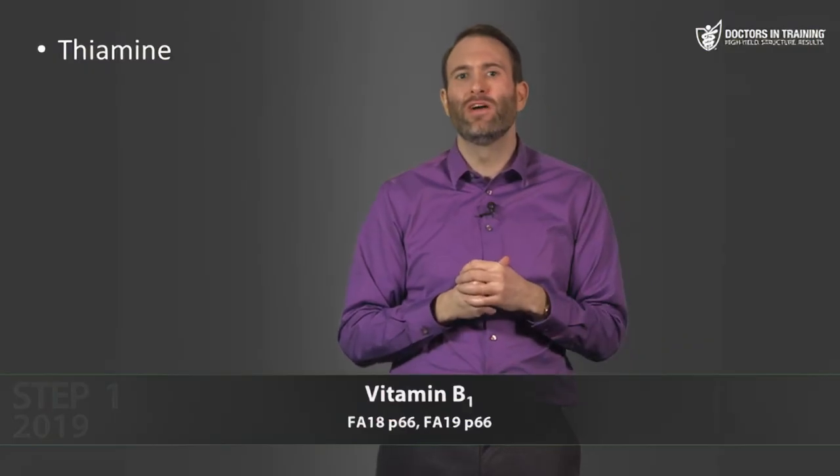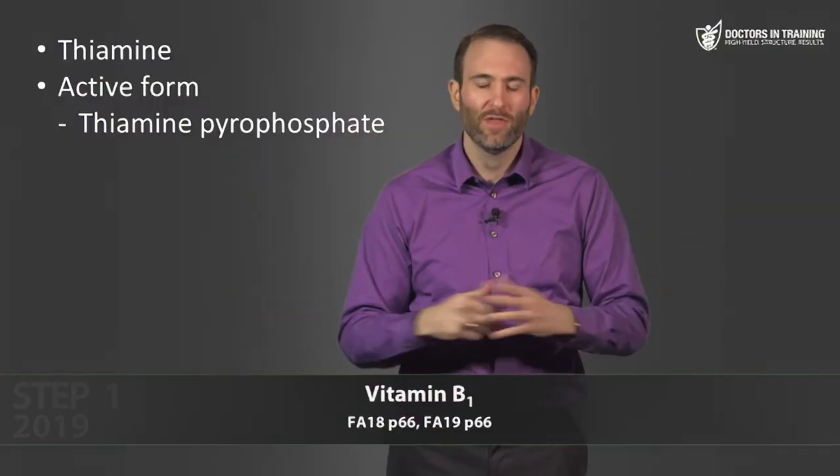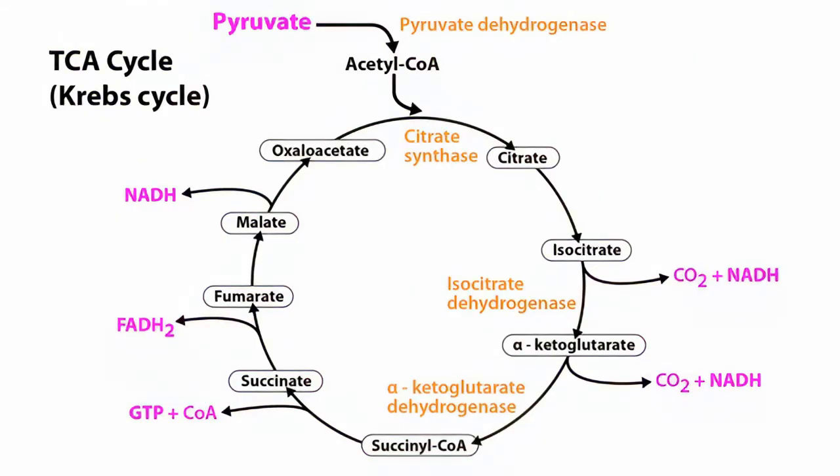Now the active form of B1 is actually thiamine pyrophosphate, and it has a ton of important functions. So think about the conversion of pyruvate to acetyl-CoA. That's going to be catalyzed by pyruvate dehydrogenase. Thiamine is a very important cofactor there. Alpha-ketoglutarate to succinyl-CoA. So that's going to be catalyzed by alpha-ketoglutarate dehydrogenase. You can use the mnemonic tender loving care for nobody for the required cofactors for both that pyruvate dehydrogenase and alpha-ketoglutarate dehydrogenase. Well, the thiamine is the tender, the T in that mnemonic there.